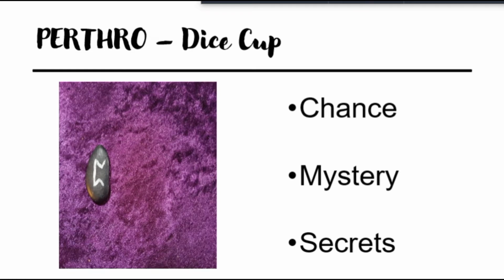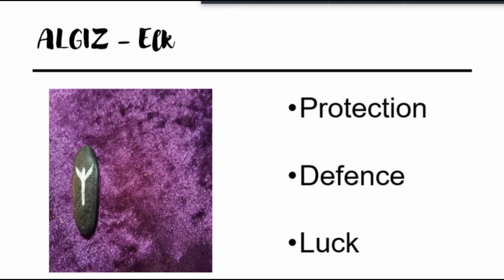Then we've got Perthro, or Perth as I call it. It's a dice cup. So think of a dice cup as a game of chance, mystery, and secrets. Algiz is an elk, and you can see the shape. It looks a bit like elk horns. It is a rune of protection, of defense, and also of good luck.